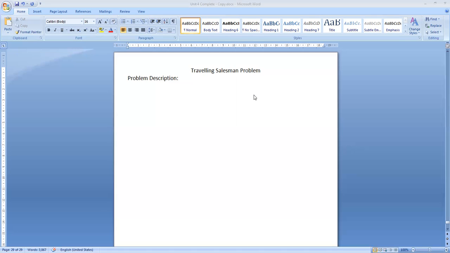Now, a graph might have several tours. And the cost of a tour is the sum of the weights of the edges involved in the tour. So every tour has a cost involved in it, and the traveling salesman problem is to find the minimum cost tour. So with that understanding, let us describe this problem.